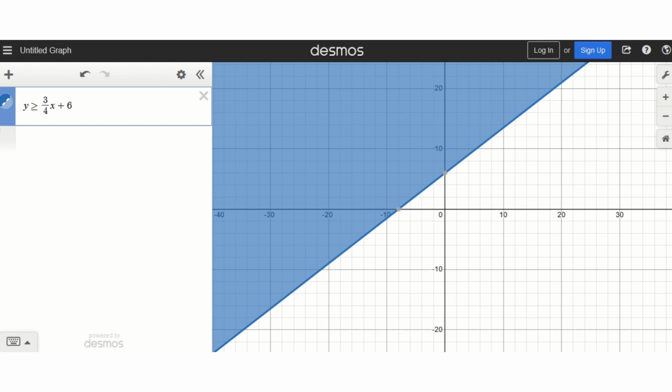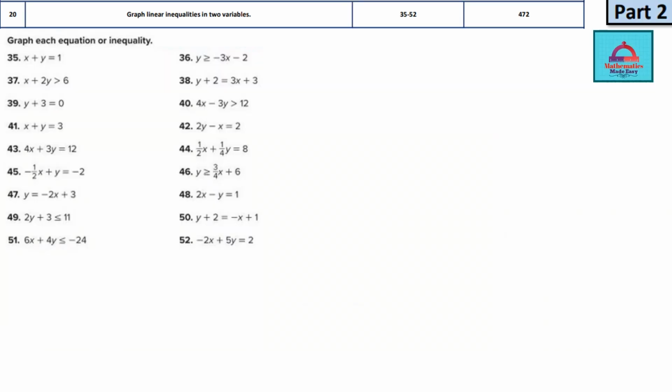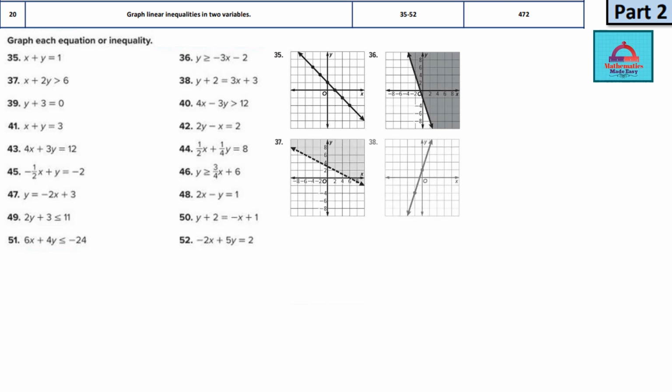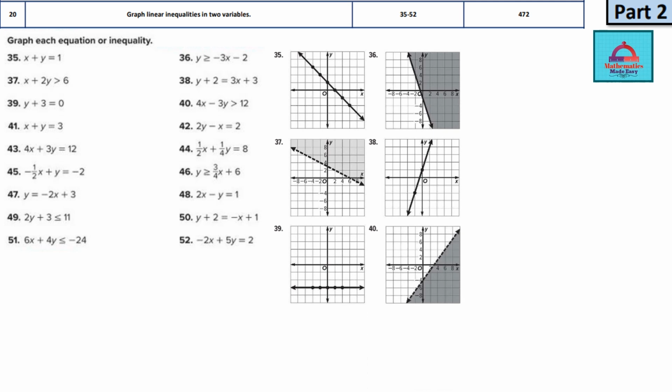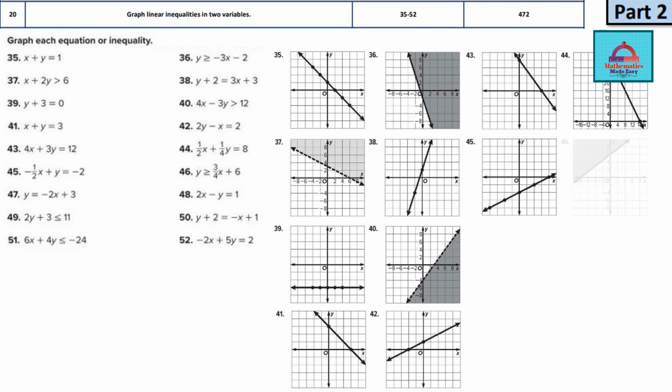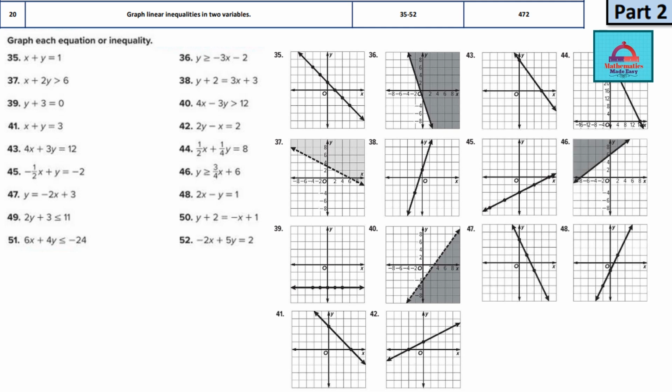So now you know both the methods, the long method where you don't use the calculator and draw it using the table of values, and you also know the shortcut to check your answer using Desmos. So now I will show you all the solutions of questions 35 to 52. So for question 35, the graph is going to look like this. We've already drawn it. For 36, it is going to look like this. Please check your answers for all the questions. And with that, this learning objective is complete, where we learned how to graph linear inequalities in two variables.